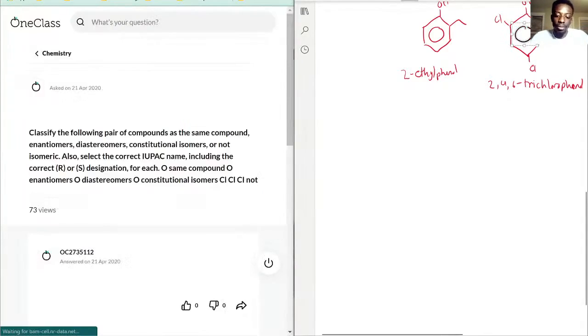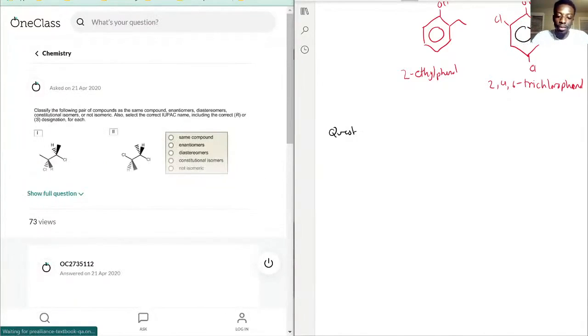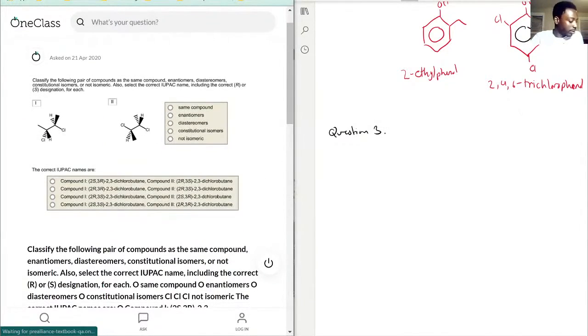So, question 3. Ooh, now this one is fun. So, first, you want to classify the following pair of compounds, okay?